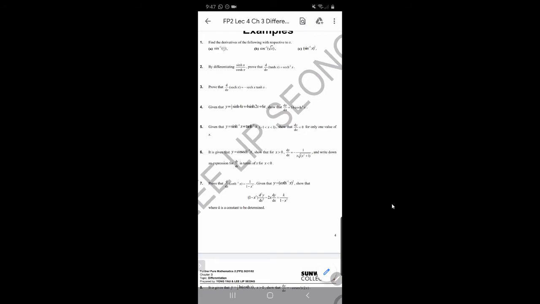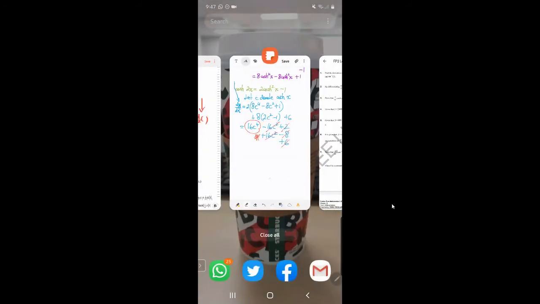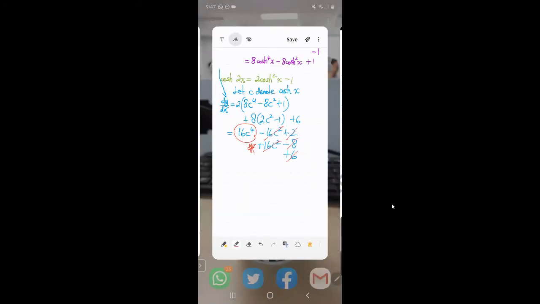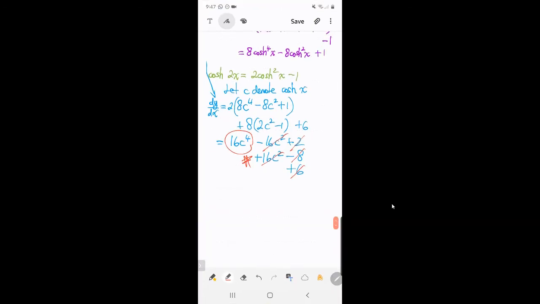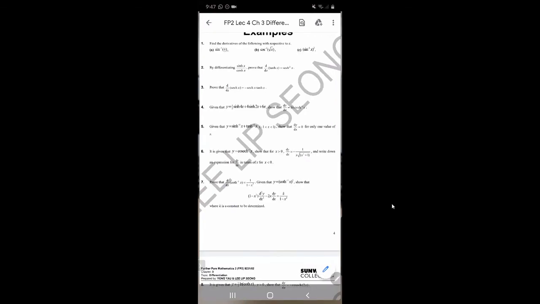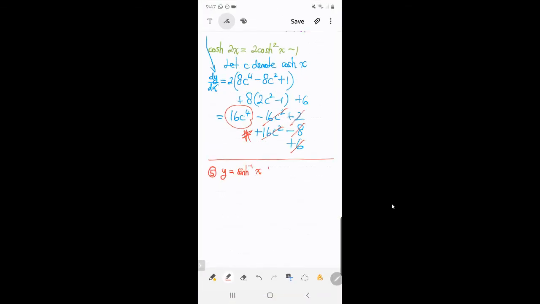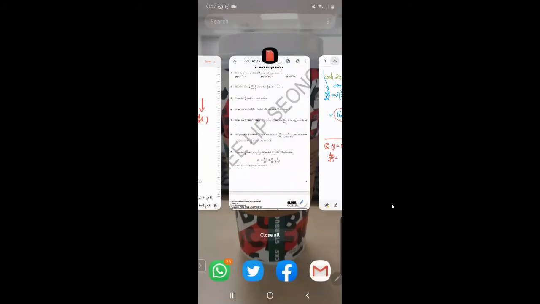Okay. So move on. What's the expression again? I forgot. This is question number 5. Y is equal to sine inverse x plus tan inverse x. So you have to use the formula. Now this one, no chain rule involved. It's just the most basic one.